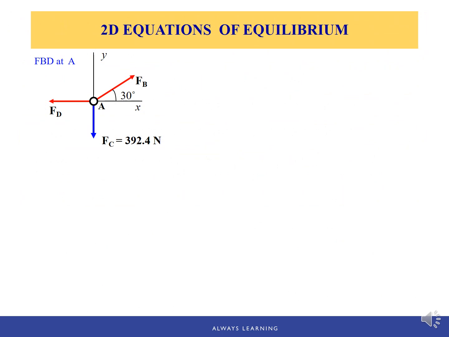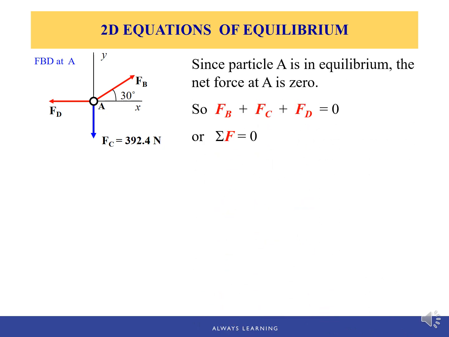After we have this free body diagram of particle A, we can start the second step, which is to write down the equations of equilibrium. Since particle A is in equilibrium, the net force at A is 0. So we have three forces exerting on particle A, FB, FC, and FD. The resultant of the three forces should be 0 to make A in equilibrium.